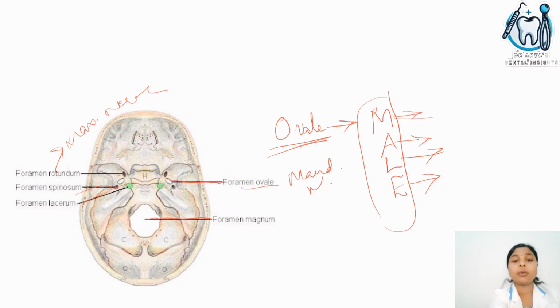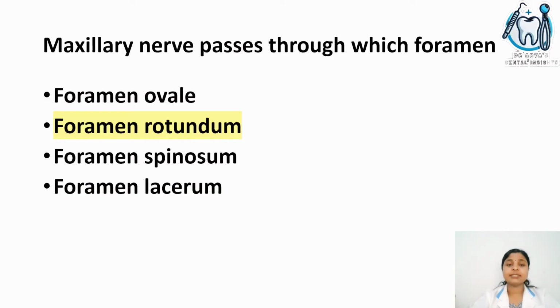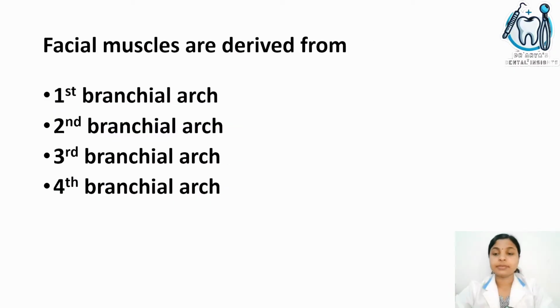Then foramen spinosum transmits the middle meningeal artery, the meningeal branch of the mandibular nerve and the posterior trunk of the middle meningeal vein. And foramen lacerum transmits the meningeal branch of the pharyngeal artery. So the correct answer is foramen rotundum.